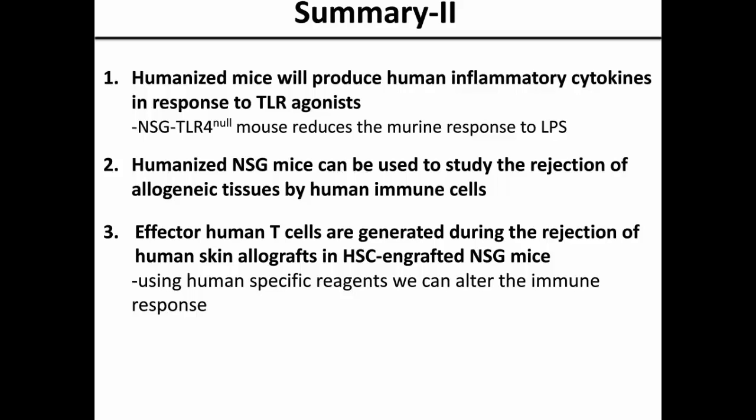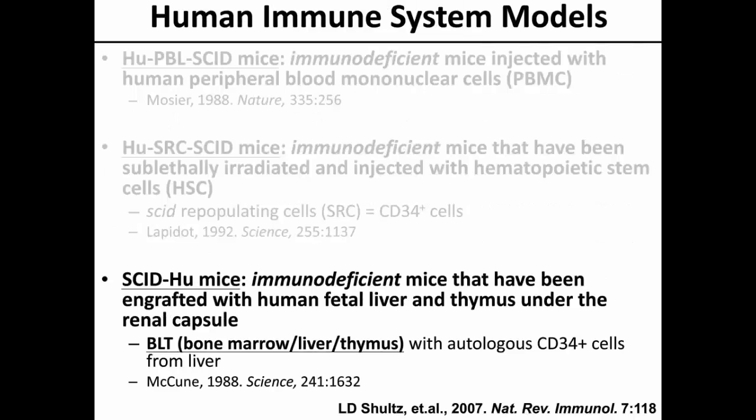And finally, I've shown you that effector human T cells are generated during the rejection of human skin allografts in our HSC-engrafted animals. And then we can use, again, specific therapeutics to alter that human immune response. So now let's move on to the final model, which allows us the most robust engraftment for human immune systems.